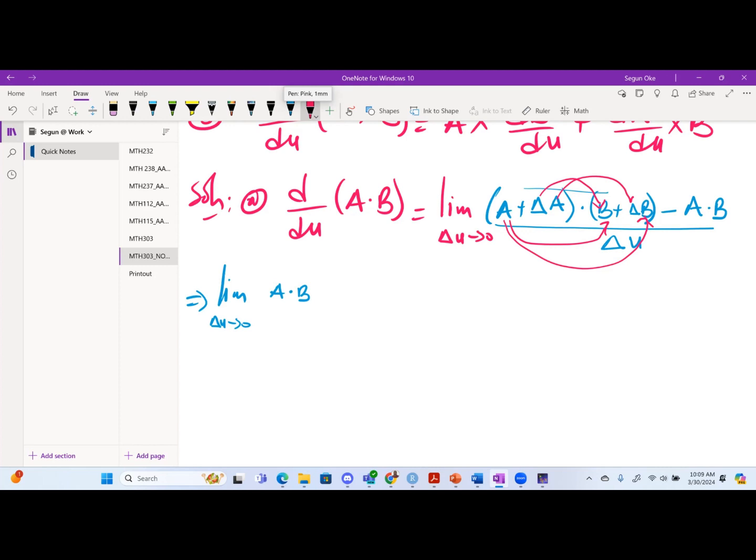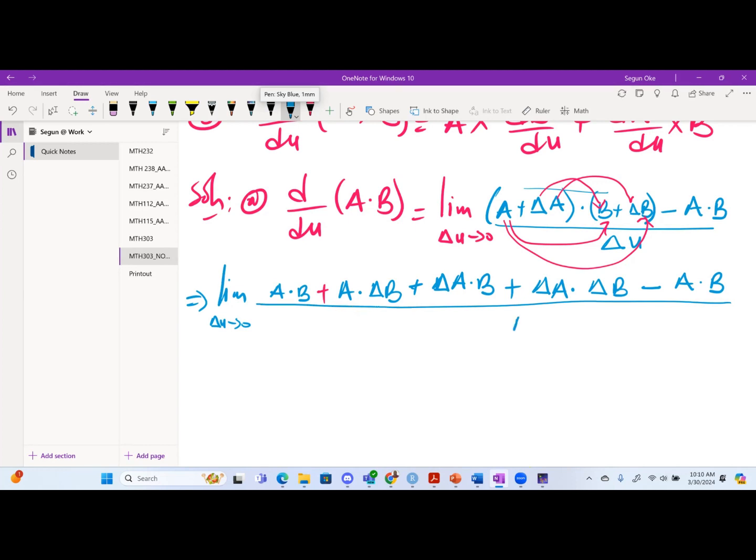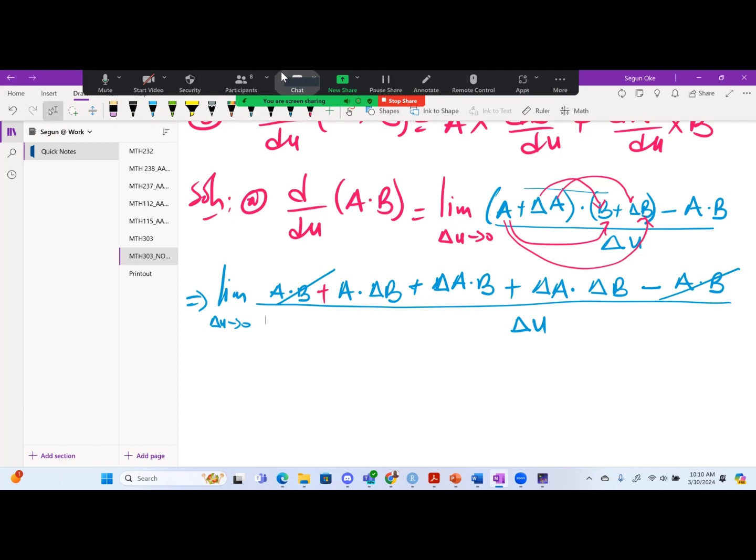So we have A dot B plus A dot change in B, then we pick B, change in A, plus change in A dot B, then plus change in A dot change in B. Everything minus A dot B, all divided by change in u. Don't forget, this will go with this. Do you agree with me? Are we together? Yes, sir, we are together.